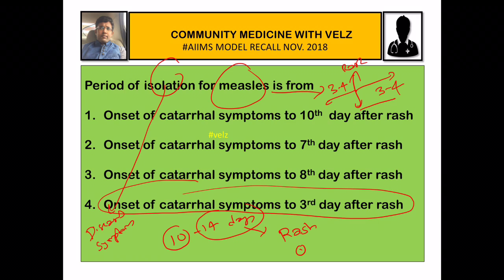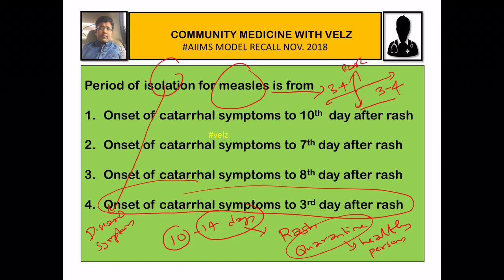There is another word called quarantine. Quarantine is done for healthy persons who have had exposure to a disease. So quarantine is done for healthy persons, isolation is done for diseased persons.